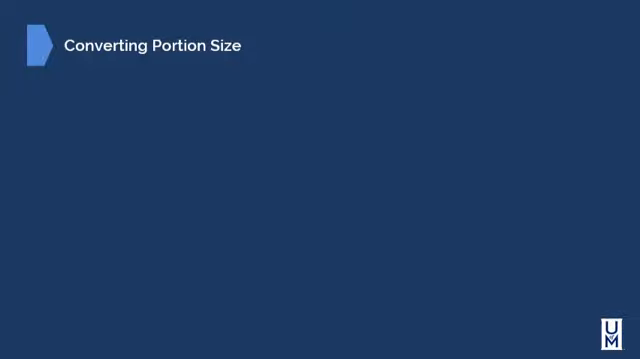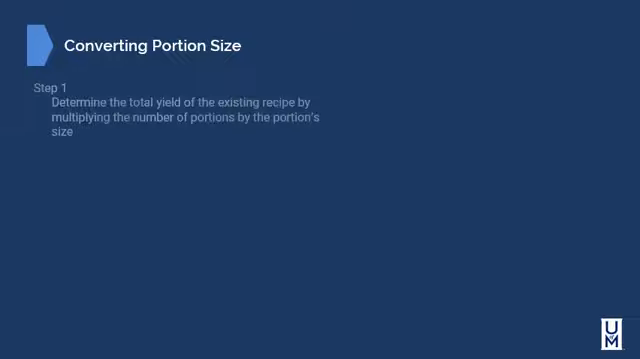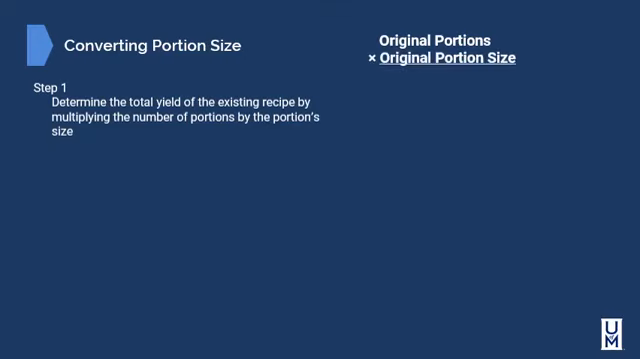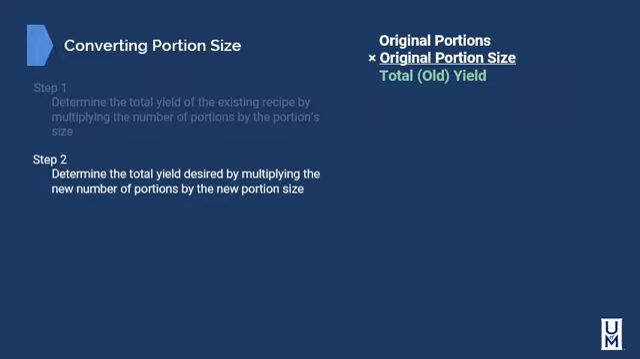Converting portion size is also equally simple, and now while this may look complicated, it is really not. Step 1, determine the total yield of an existing recipe by multiplying the number of portions by the portion size. Step 2, determine the total yield desired by multiplying the new number of portions by the new portion size.